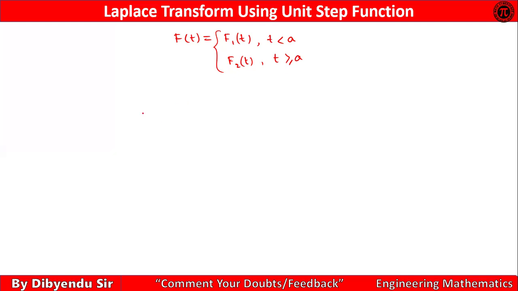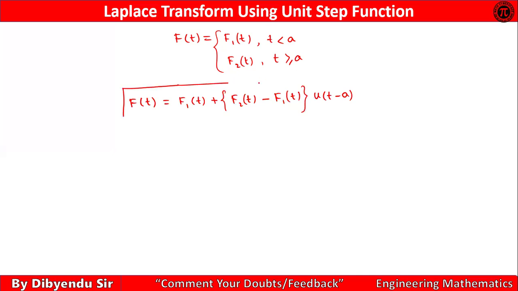Actually, you can convert this function in this form. F of t equals, what is the first function? This is f1(t), your first function, plus the second function minus the first function, that is f2(t) minus f1(t), into the unit step function u(t minus a). This is the way you can convert any function using the unit step function.